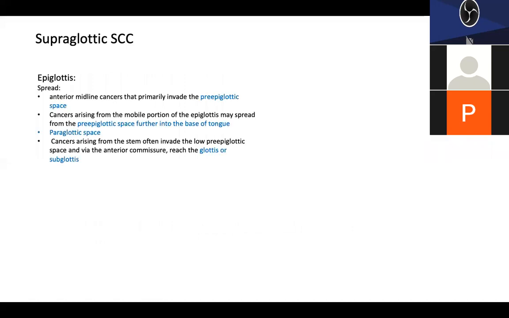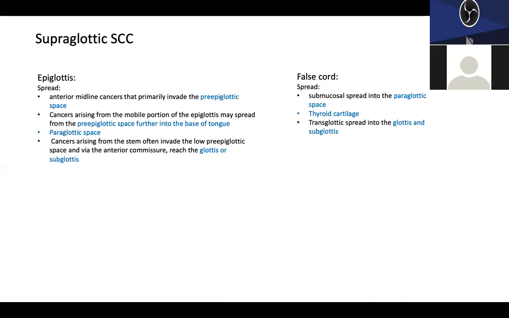Now we'll go through the common modes of spread. In supraglottic cancers, there are three main subtypes. The first is the epiglottis. From the epiglottis, it can go into the pre-epiglottic space anteriorly, and laterally it can go into the paraglottic spaces. From the pre-epiglottic space, it can go into the vallecula and base of tongue, or lower down into the glottis or subglottis. Then the false cord: most false cord tumors spread laterally into the paraglottic space, and they may erode the thyroid cartilage to show exolaryngeal spread. Transglottic spread into the glottis and subglottis is also seen.